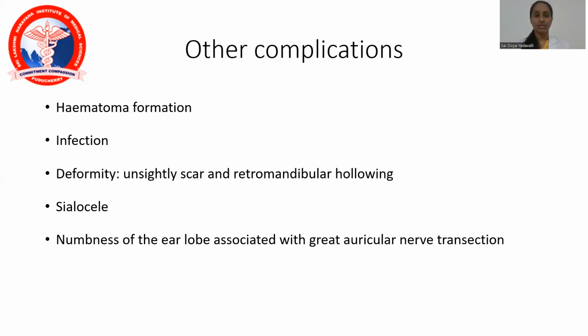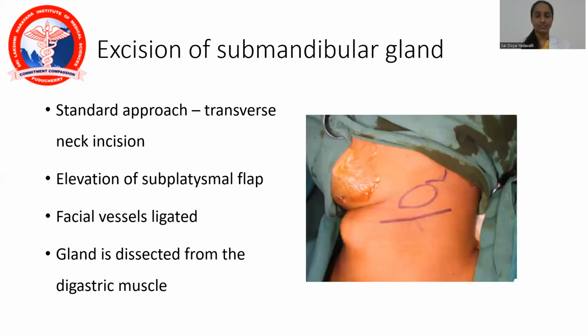Other complications include hematoma formation, infection, deformity, such as due to an unsightly scar or retromandibular hollowing, a sialocele, or numbness of the earlobe associated with great auricular nerve transection.